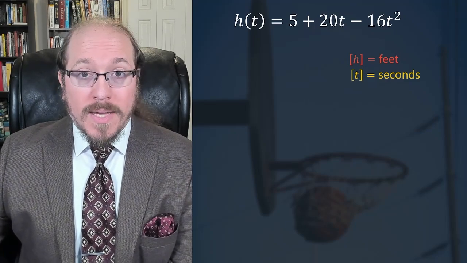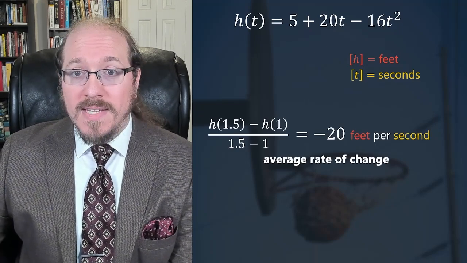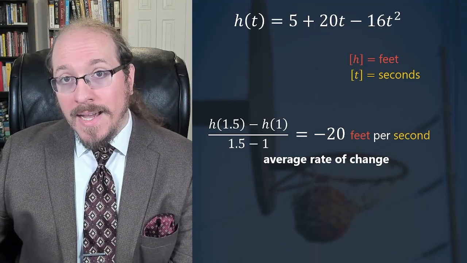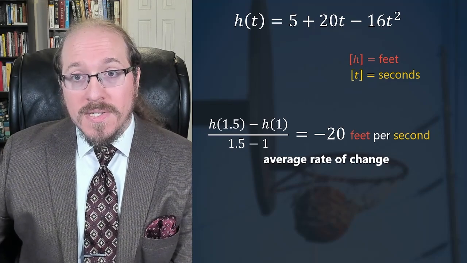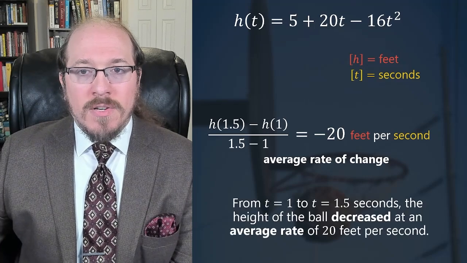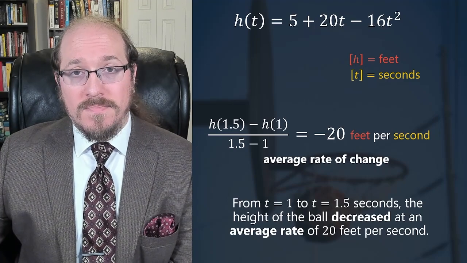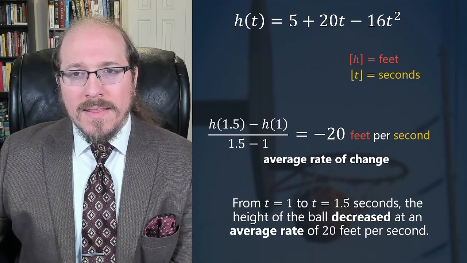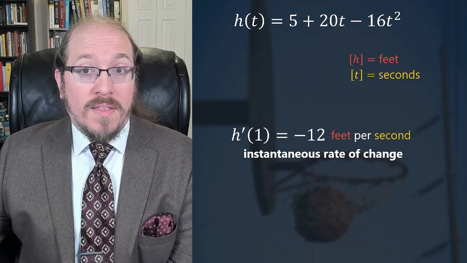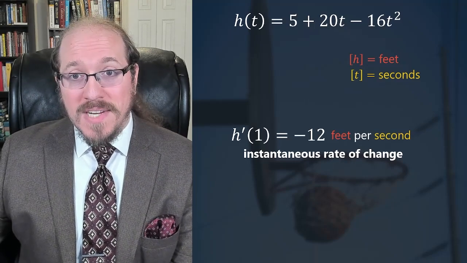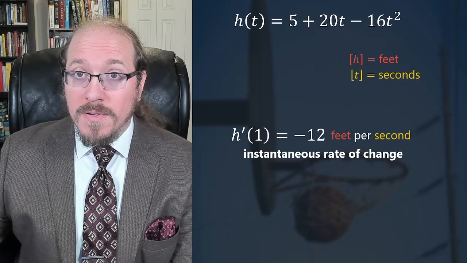Well, like before, one thing we can do is look at what happens over a time interval, say from 1 second to 1.5 seconds. If we divide the change in height by the change in time, we end up getting an average rate of change of -20 feet per second. In other words, the height decreased at an average rate of 20 feet per second during that time interval. But what if we were to calculate the derivative by looking at the ratio of smaller and smaller changes? We'd end up with a snapshot, an instantaneous rate of change of -12 feet per second, which you can and should verify on your own.